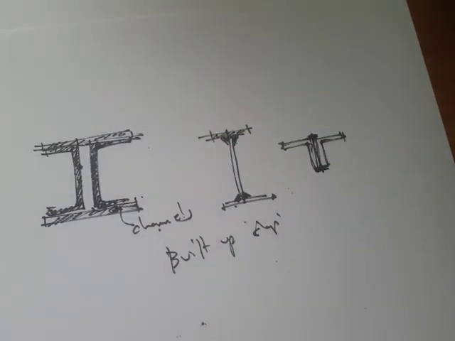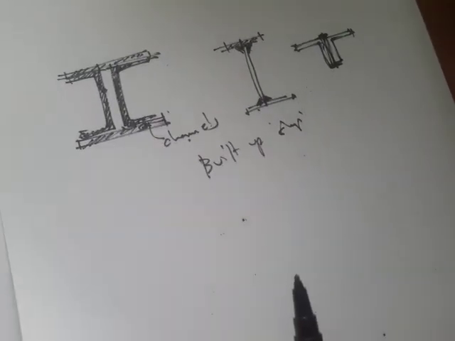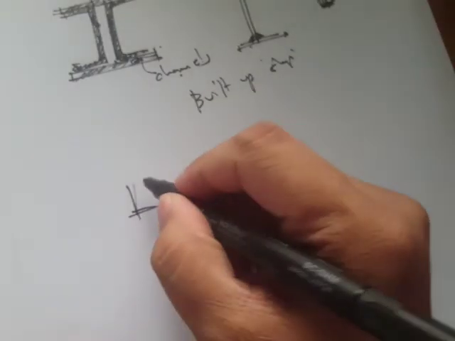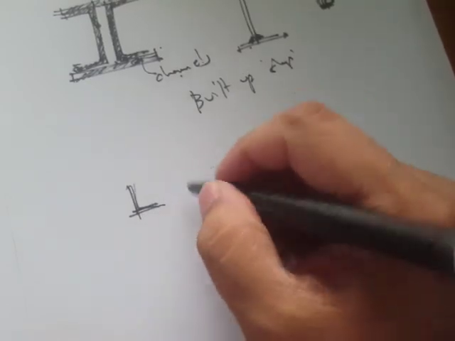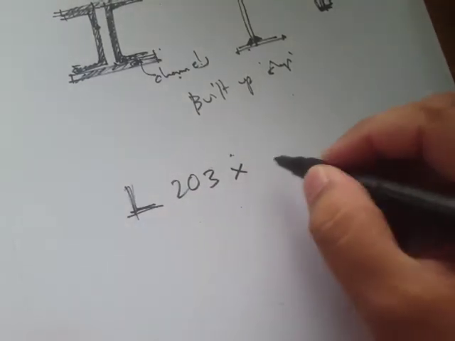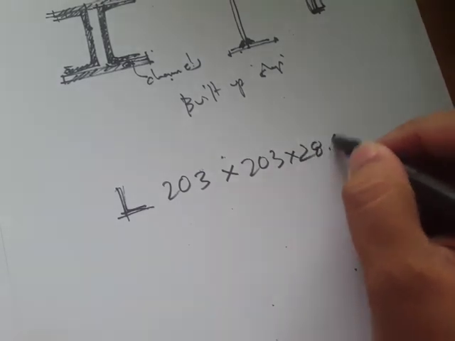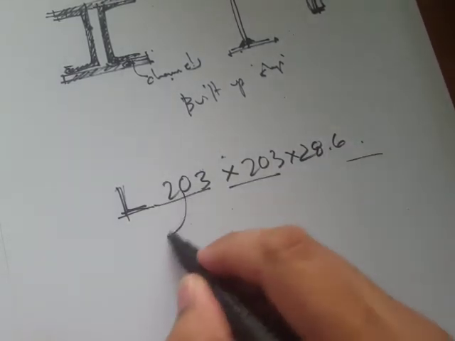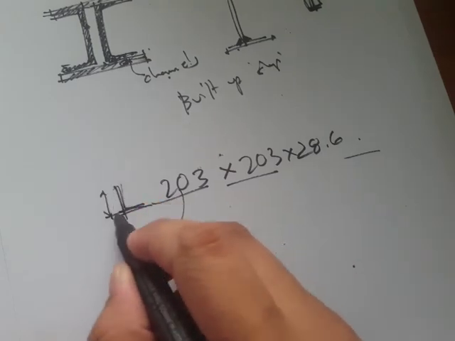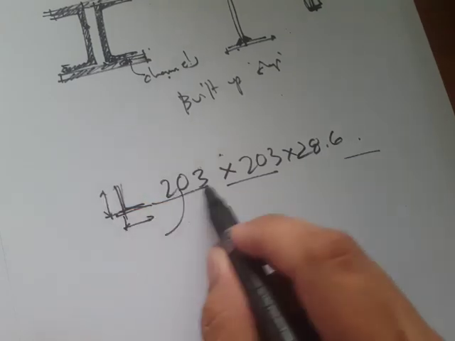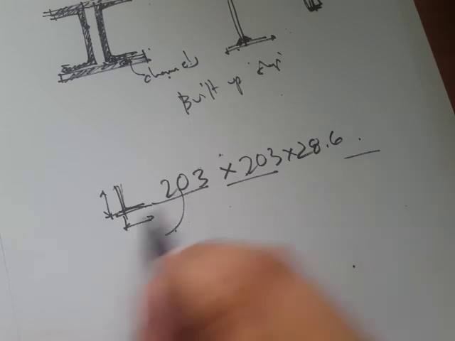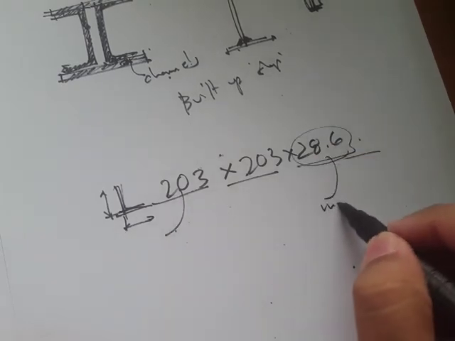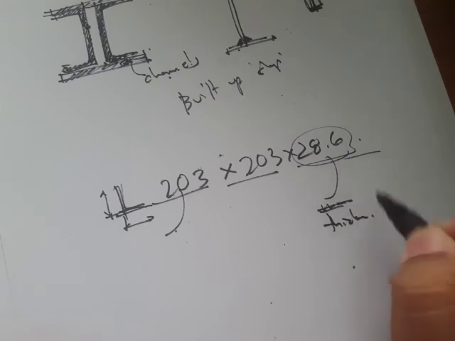Okay, so that's all for our lecture about this introduction to steel structures. In the next lecture, we'll, oh, by the way, for the L-shaped steel, for example, if we have 203 by 203 by 28.6, the first number refers to the width of this leg here. If they are the same, then they are equal leg angles. And the last number is the thickness of this leg.